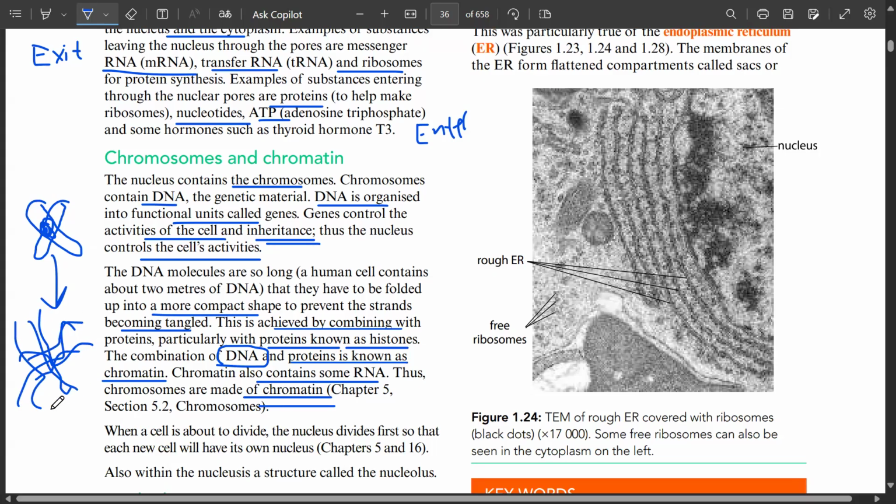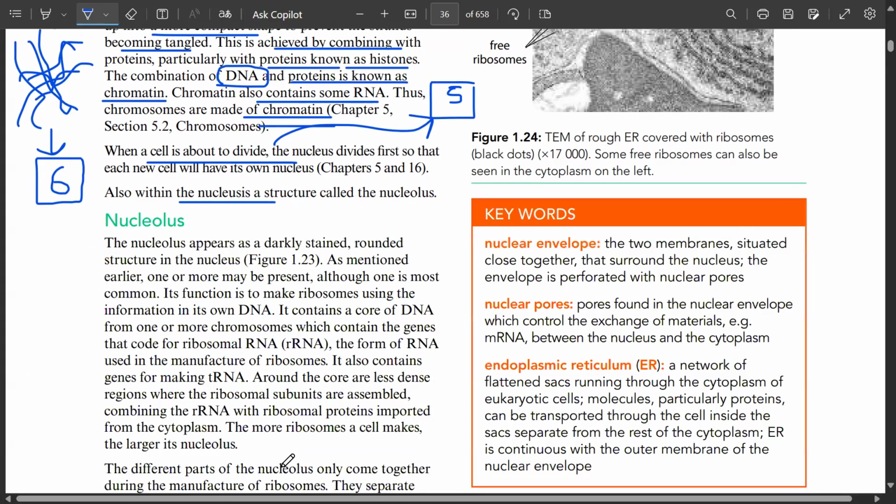We'll be doing this in detail in chapter number 6, which will be a very detailed chapter. When a cell is about to divide, and cell division will be studied in chapter number 5, the first organelle to divide is actually the nucleus. Also, within the nucleus, there is a structure called the nucleolus.